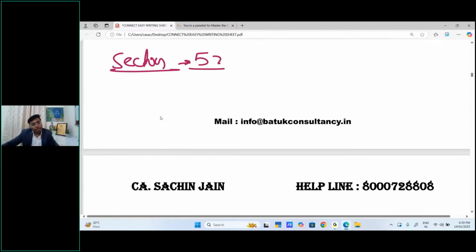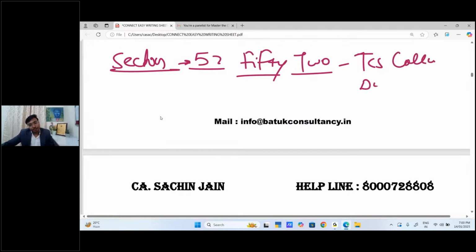Section 52, TCS collection due. 51 is related to TDS, 52 is related to TCS. Section 52, TCS collection is due.